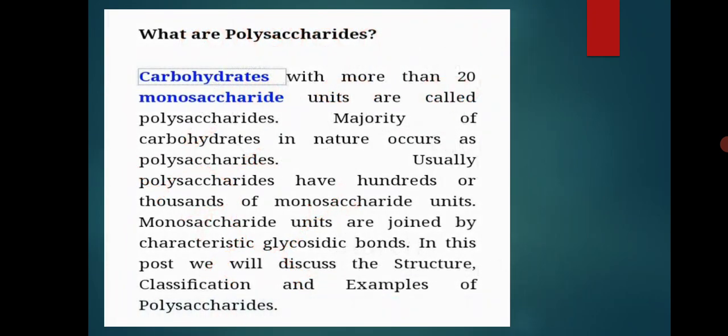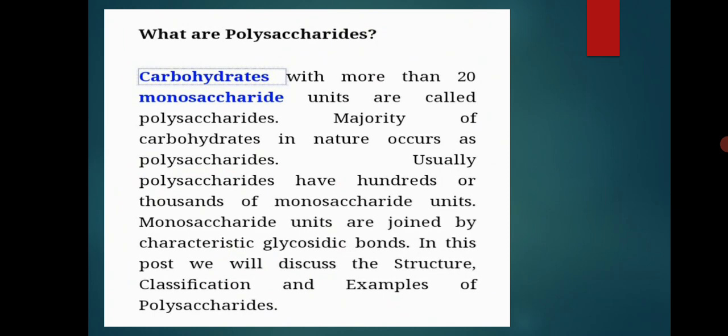Poly means many. Poly का मतलब होता है many. And saccharides, these are the sugar units. It may be a single sugar unit, called a monosaccharide. It may be two sugar units, called a disaccharide, and many sugar units are called polysaccharides.